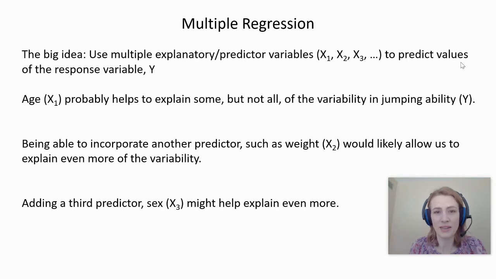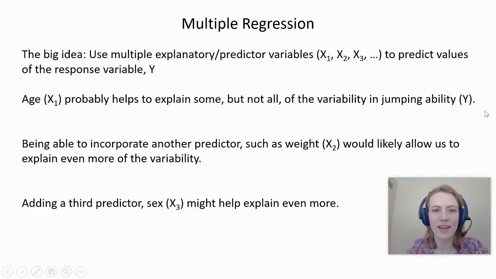Right, so that's the big idea with multiple regression. We want to predict something, our response variable y, and we're going to use more than one x variable to do it. So the x variables are sometimes called explanatory variables because they could help explain the different response values. Or they're called predictor values because they could help us predict the different values. I like to use predictor. It's a little bit shorter of a word.